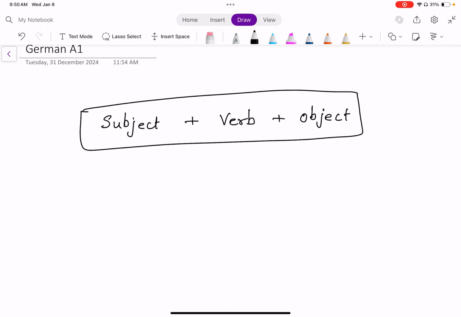So for example, in English we say, I eat bread. This is your subject, who does the action, then the verb, and then the object. Now, if you want to make this kind of sentence in German, what do we have to do?